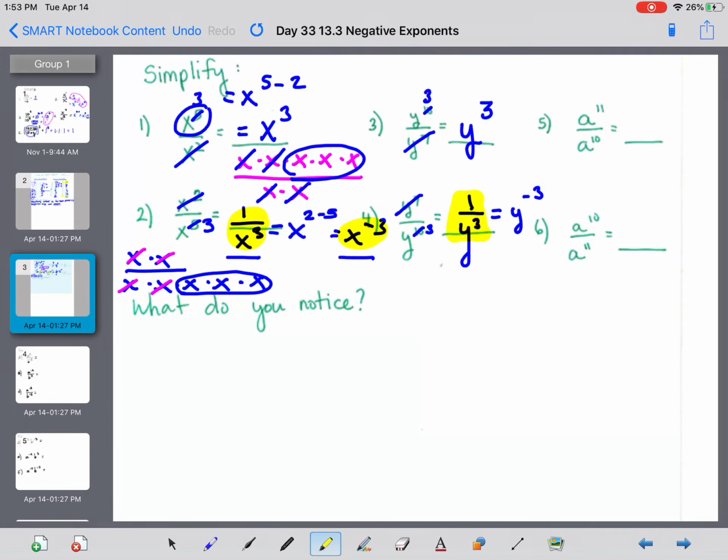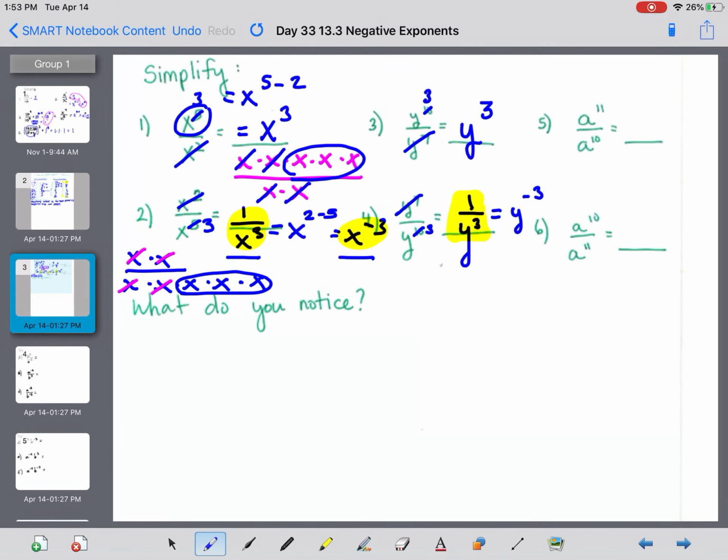Just to note, this is going to be how we want to write our answers. Y to the negative 3rd power is correct, but negative exponents are not written in good mathematical notation, so we want to focus on having positive exponents. So let's look at 5.